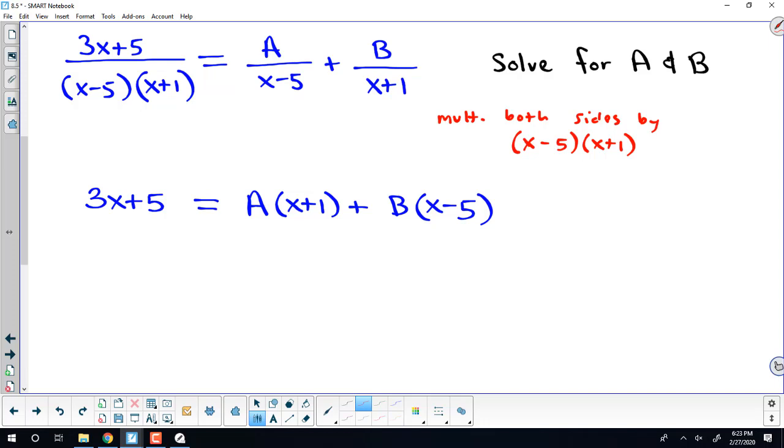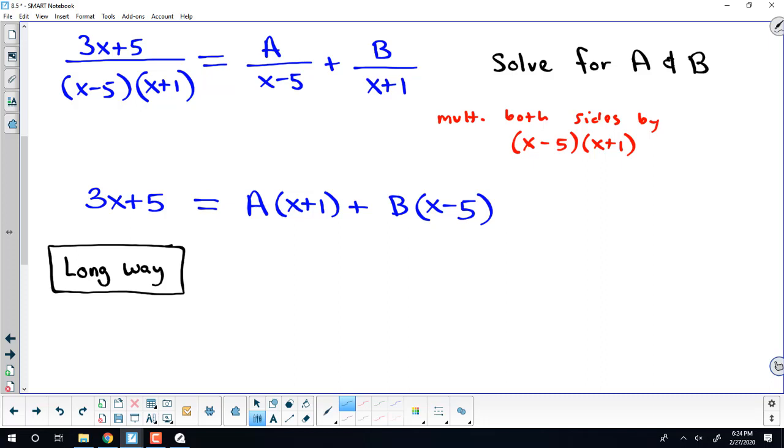The x minus 5s cancel out over a times x plus 1. The x plus 1s over b cancel out b times x minus 5. Okay. And then, there's kind of two approaches we could take. There's a shortcut to solve for a and b that doesn't always work. And then there's the longer route where we have to solve a system of equations. But we'll look at both of them, because the shortcut does work here, but it doesn't always work. So we'll say the long way, I guess.